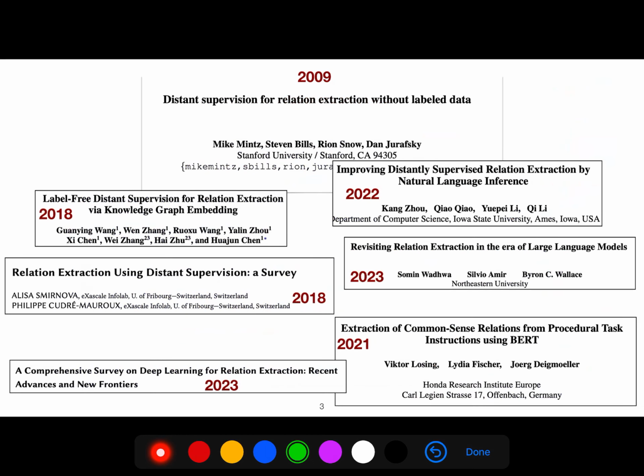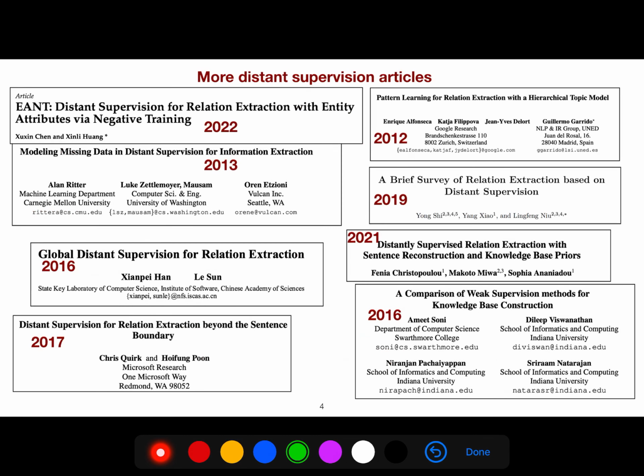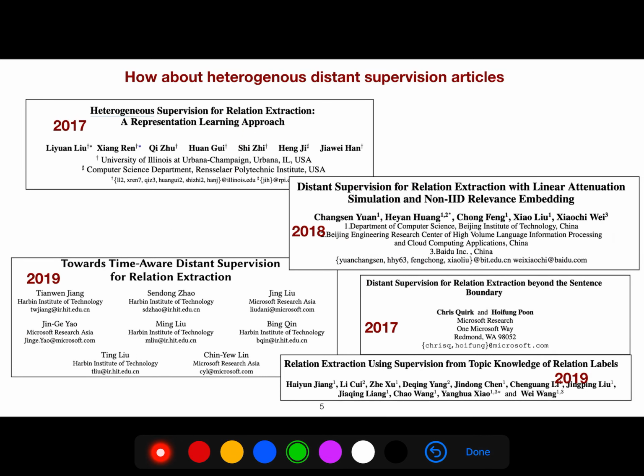There are lots of articles that talk about distance supervision. If you use distance supervision, you don't need to label lots of things manually. You don't need expensive crowdsourcing, and for tons of data you can use your knowledge base and do it very quickly. It's amazing, but it creates some noisy labels that I will talk about later.